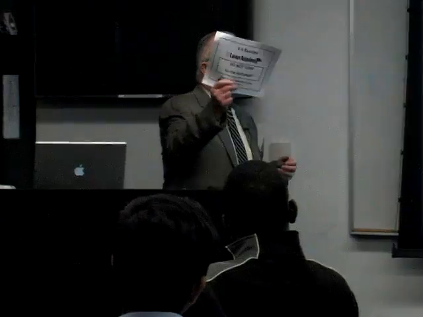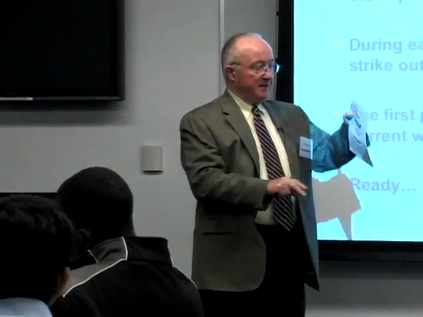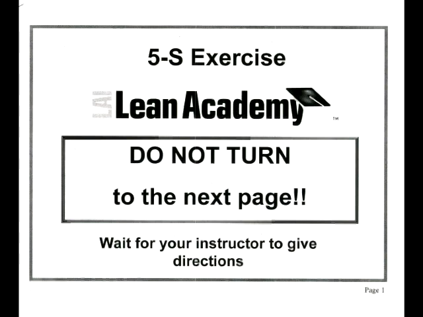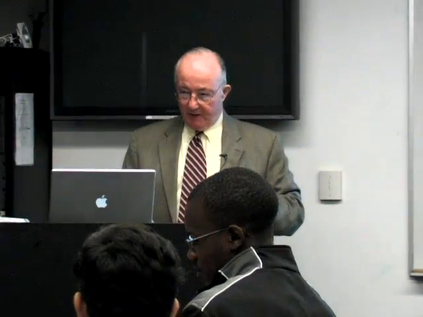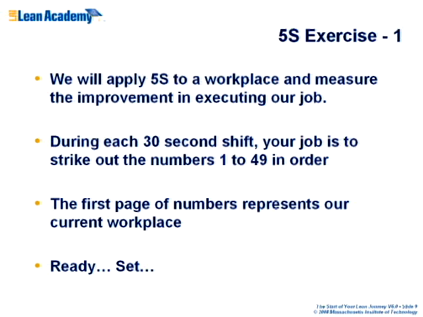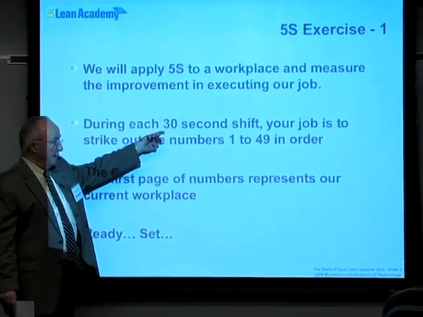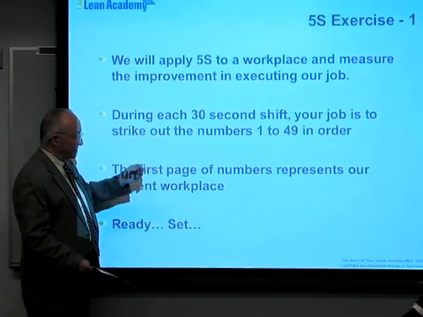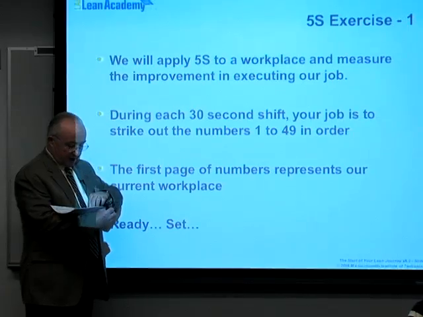So we're going to do an exercise. Everybody go into your orange notebook, and there's a piece of paper that says 5S exercise. Looks like this. Now we're going to do a 5S exercise, and we're going to measure our improvement. We're going to put metrics on this, and we're going to put you in shifts of 30 seconds. When I tell you to turn the page, I'll time you. You've got 30 seconds, and you'll see a bunch of numbers. Don't look.